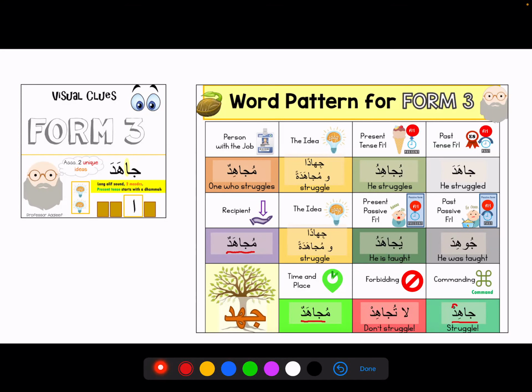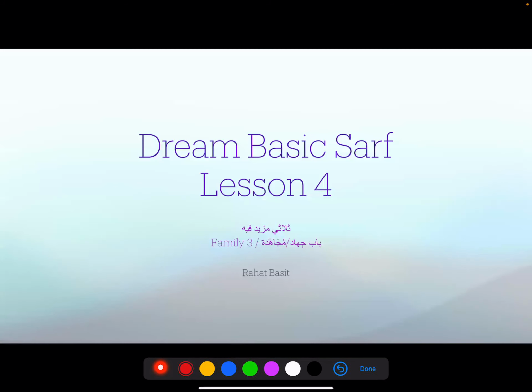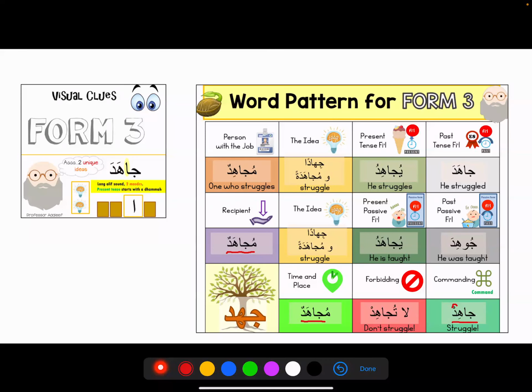Okay, so what would be the translation of it? It's all written here actually. Maybe on the next page we're going to do practice. Okay, so is everyone cool with this Sarf page?